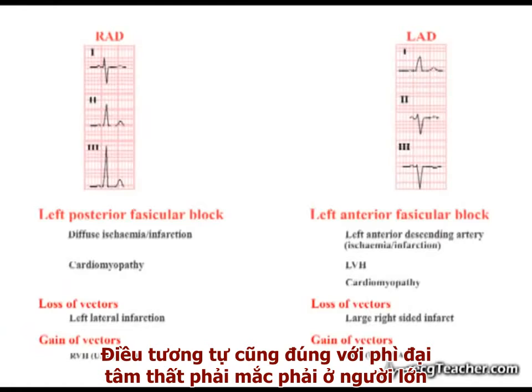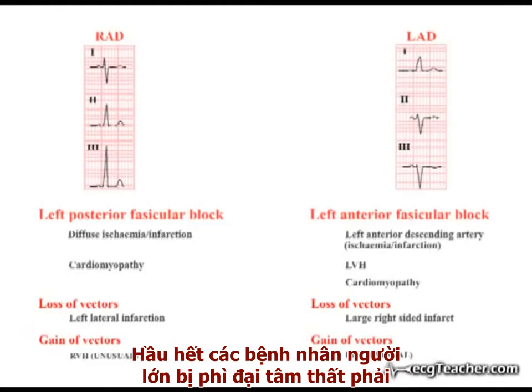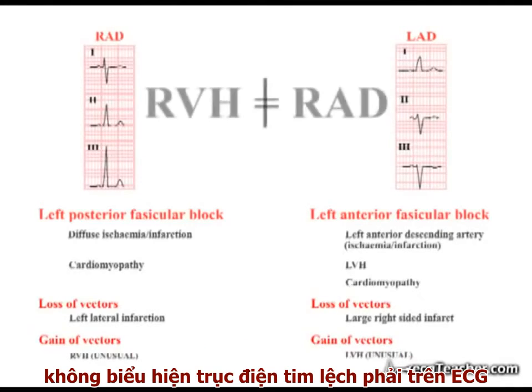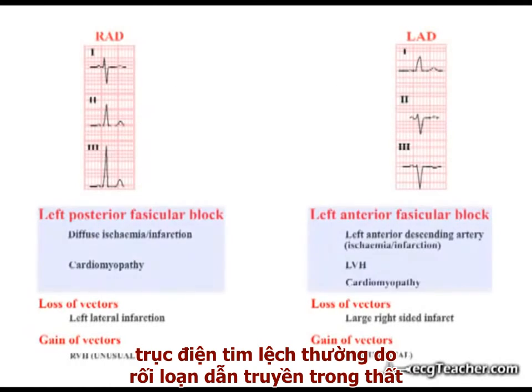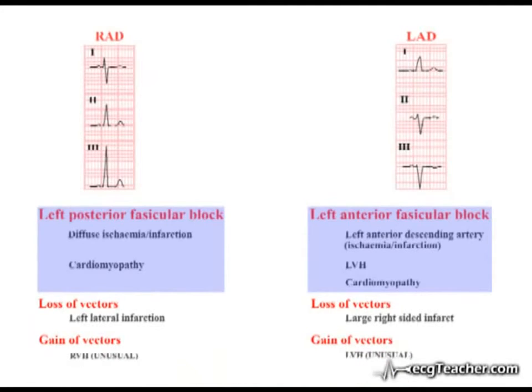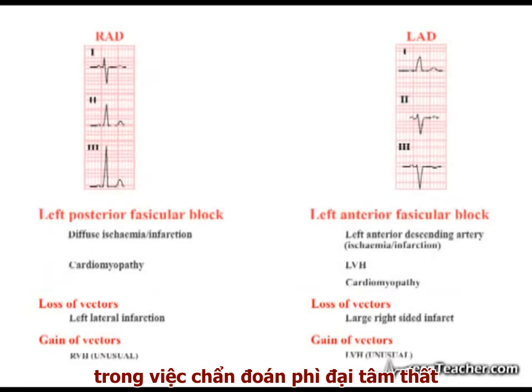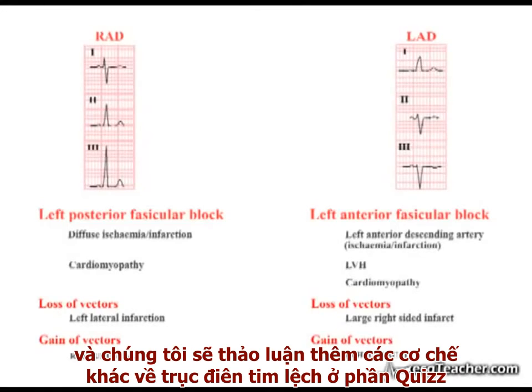The same is true for right ventricular hypertrophy acquired in adult life. The majority of adult patients with RVH do not demonstrate right axis deviation on their ECG. Remember, axis deviation usually results from conduction defects in the ventricles, and axis deviation on an ECG is neither sensitive nor specific in the diagnosis of ventricular hypertrophy. The list of causes we've generated for left and right axis deviation is far from complete, and we will discuss other mechanisms of axis shift in the quiz section.